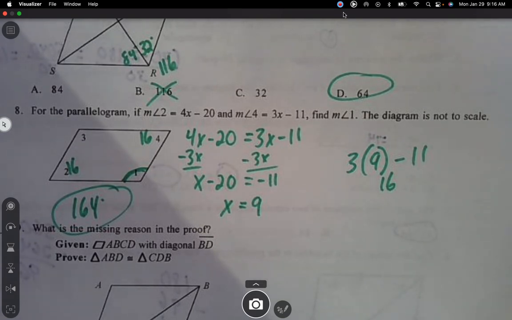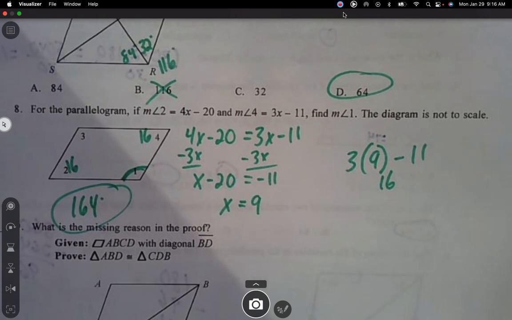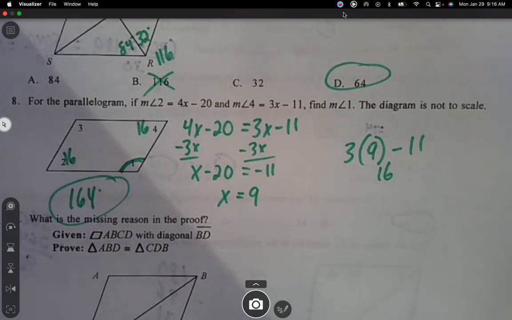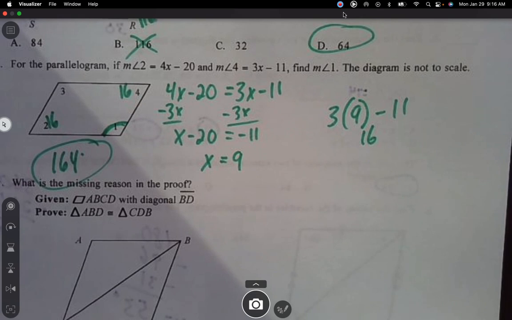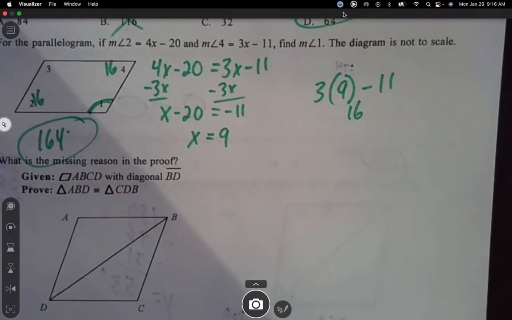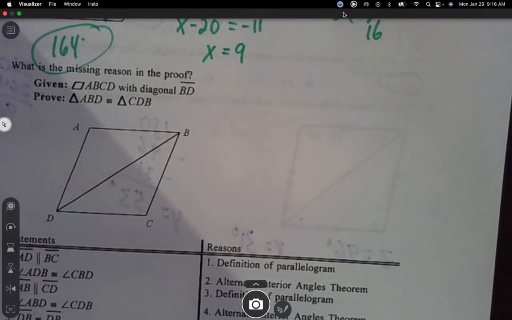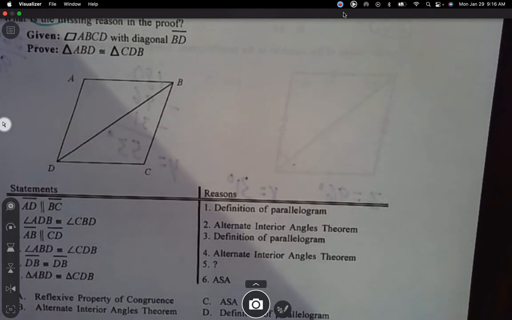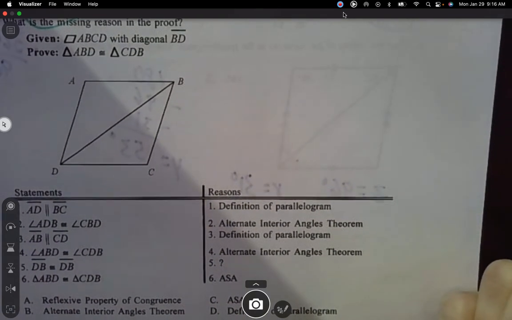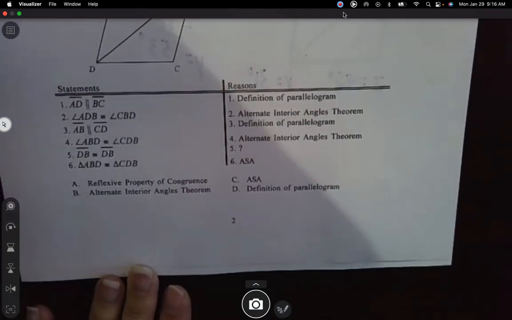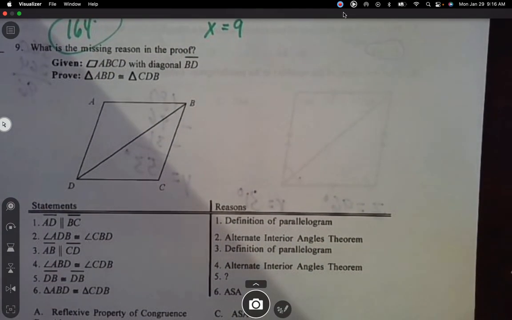All right, number 9. Let's see. This one's easy. Number 9, I'm going to go through the whole thing. You just do the missing step, which y'all should know from like chapter, I don't know what chapter that was, 3, 4. Okay, but let's go through them.